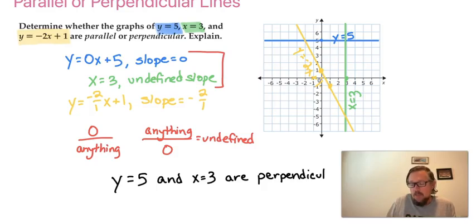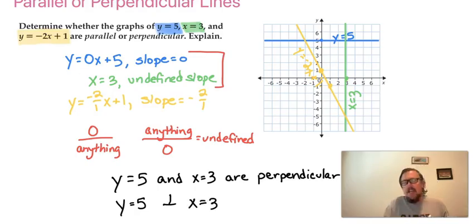I wrote this out in words, which is very long because what I could have done is just use the perpendicular symbol. Y equals 5 is perpendicular to x equals 3.